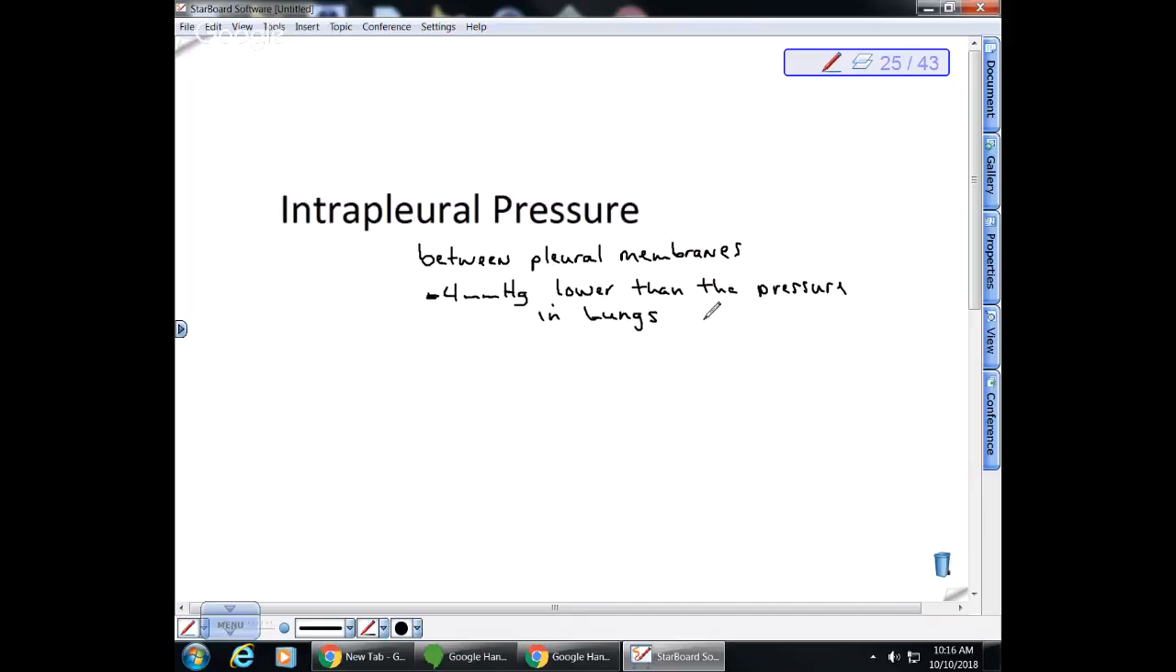That's a -4. So that is generally written as 756 millimeters of mercury, because if the atmospheric pressure is 760, then that would be -4, right? So this negative pressure actually keeps the lungs from collapsing, because the lungs have a lot of elastic connective tissue. They'll want to collapse, and so this creates a vacuum that keeps the lungs from collapsing. When we see the lungs collapsing, this is called atelectasis. So this is a collapsed lung.